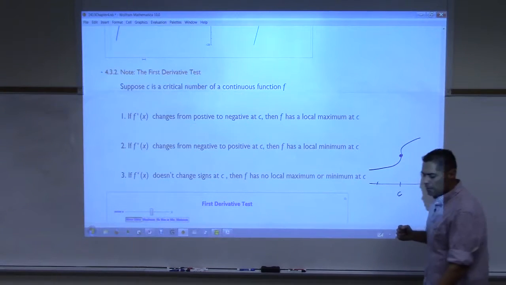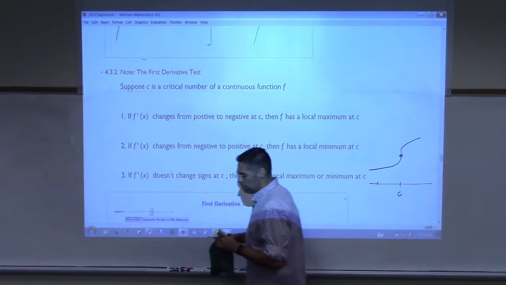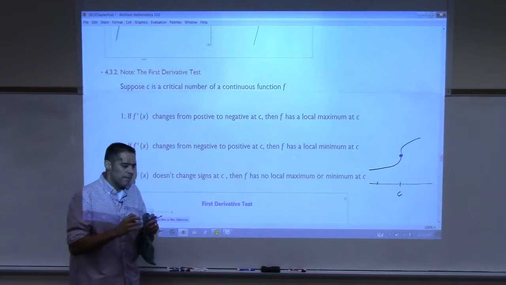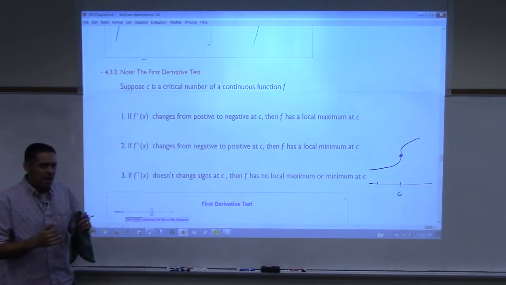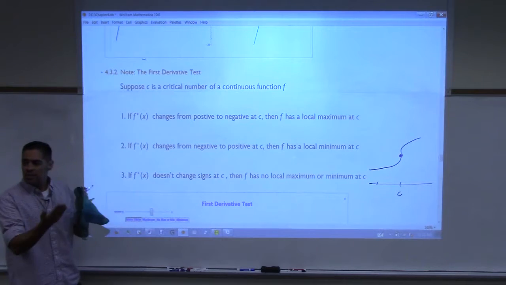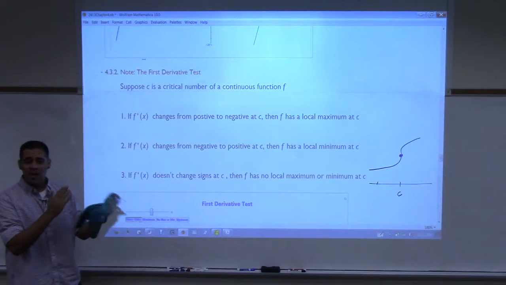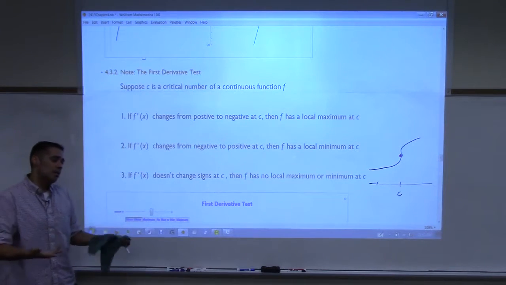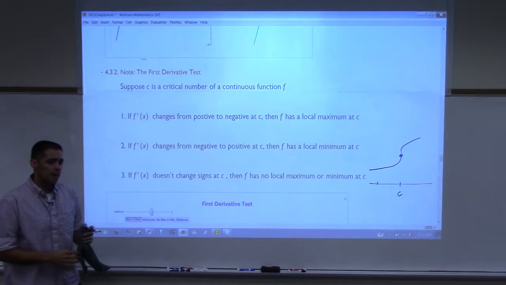So what we're going to do is start looking at these functions and at their derivatives. We're going to figure out the critical numbers, and then figure out whether the derivative is changing signs or not. If it changes signs, we have a local max or a min. Got it?